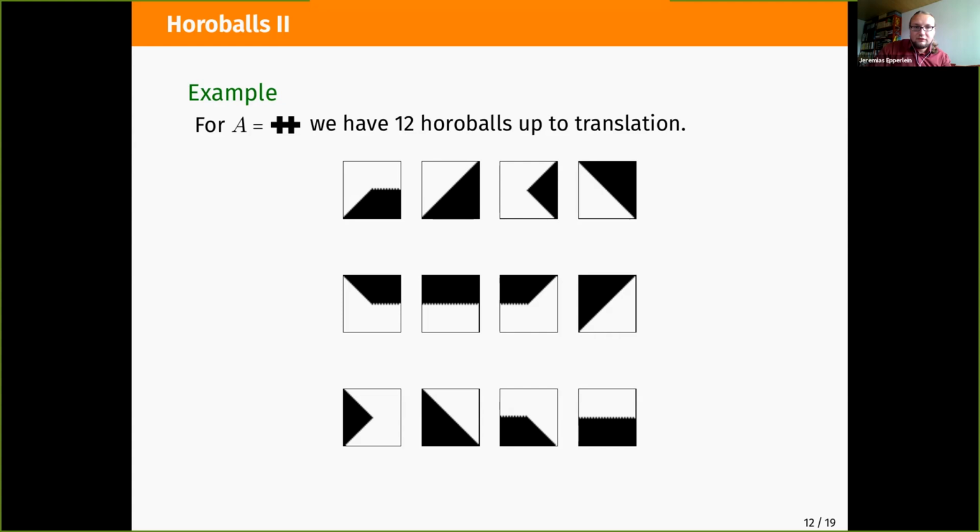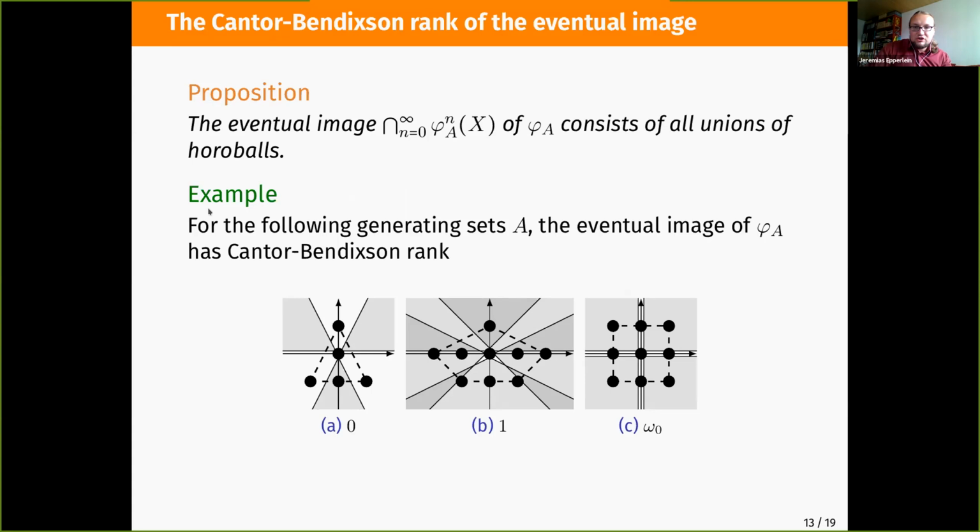And now if you look at the eventual image, which is defined like this, so it's the maximal subset of your space where you are surjective, these are precisely all unions of hollow balls. So you take an arbitrary number of these hollow balls that I showed you in the example, and then you take the union of them and you get something in the eventual image. And now you get a compact space again, and it's a subset of the Cantor space, but it doesn't necessarily have to be perfect. So it doesn't have to be a Cantor space itself. It can have isolated points.